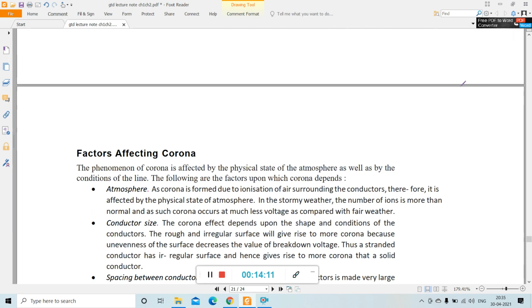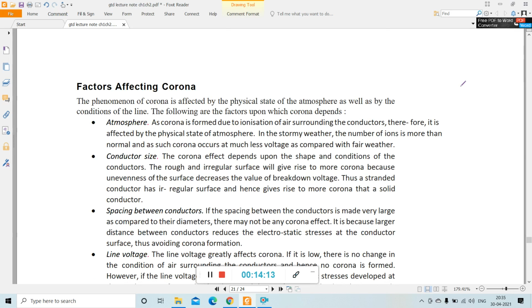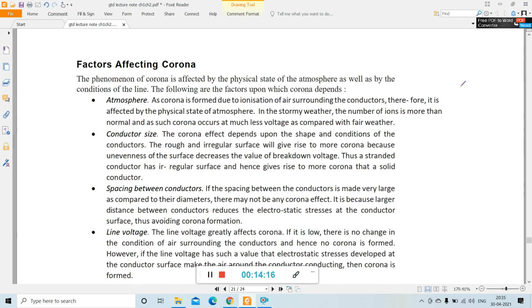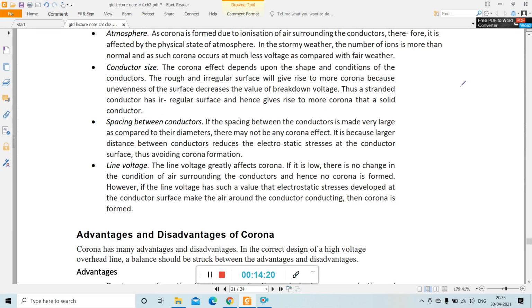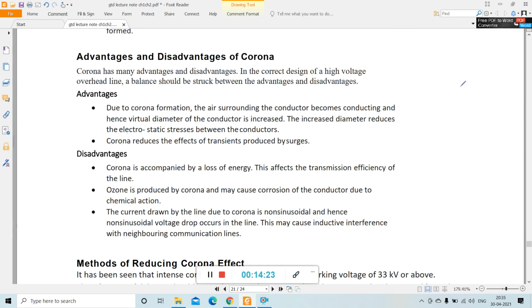Okay, then these are the factors affecting corona. This we already discussed. Then advantages and disadvantages of corona. So what are the advantages? Due to corona formation, the air surrounding the conductor becomes conducting, and hence the virtual diameter of the conductor is increased. The increased diameter reduces the electrostatic stresses between conductors. And the next advantage is that corona reduces the effect of transients produced by surges.